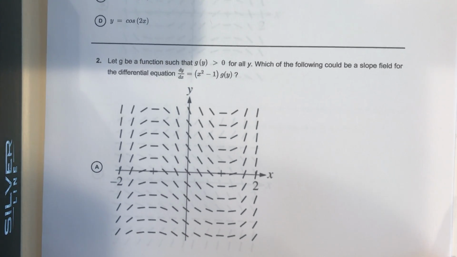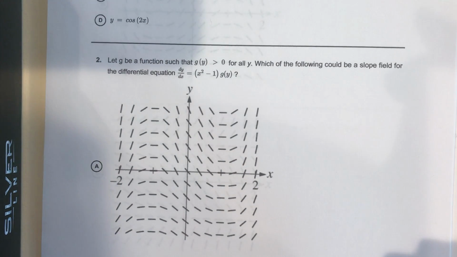Okay, let's move on to question number 2. Number 2 says, let g be a function such that g of y is greater than 0 for all y. Which of the following could be a slope field for the differential equation dy dx is equal to x squared minus 1 g of y?